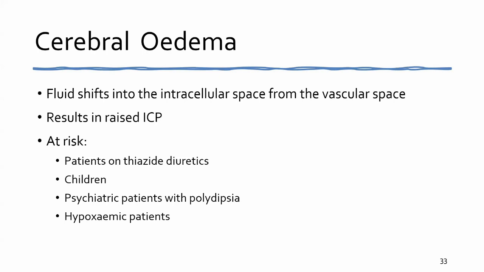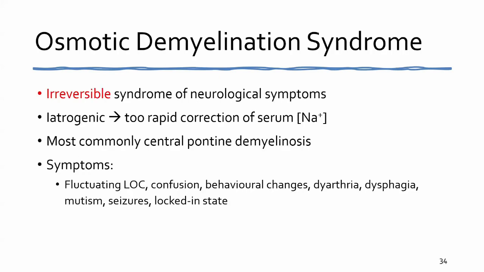And then the second severe complication is osmotic demyelination syndrome. So this is an irreversible syndrome of neurological symptoms. It is iatrogenic, which is caused by too rapid correction of the sodium concentration.